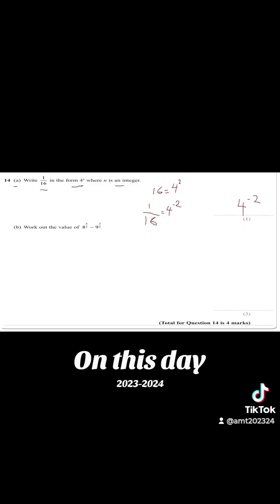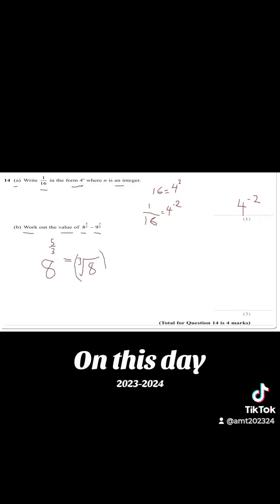What about part B? Work out the value of 8 to the power of 5/3, subtract 9 to the 3 halves. So do it piece by piece. 8 to the power of 5/3 means the cube root of 8 and then raise that to the power of 5. So I do the root of the denominator and then I raise it to the power of the numerator.